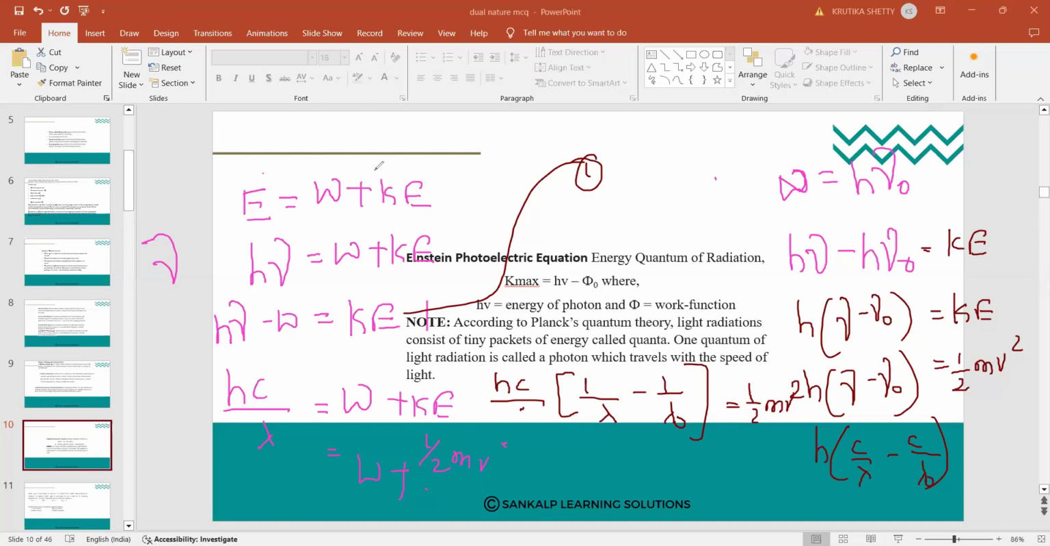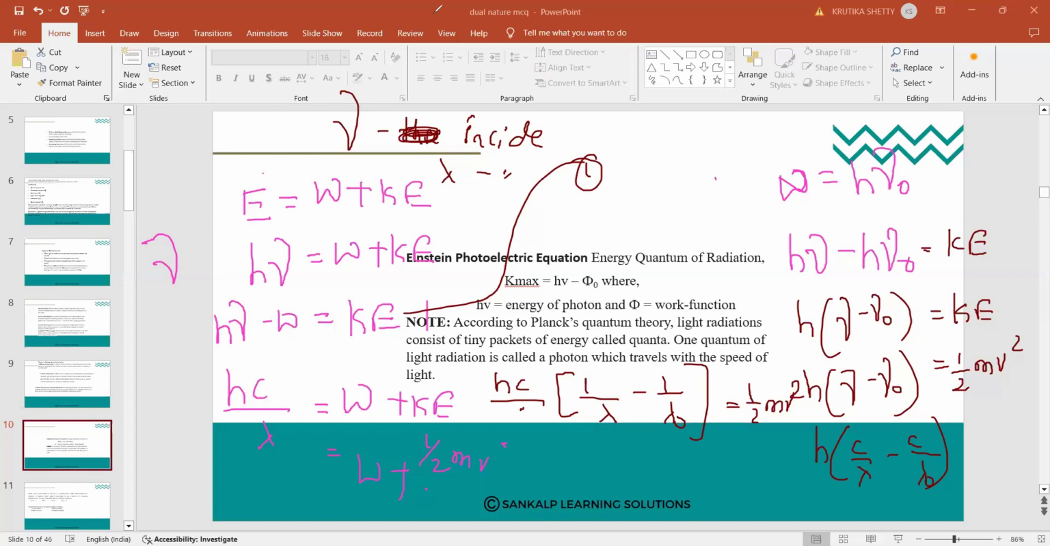Nu naught is threshold frequency, lambda naught is threshold wavelength. Okay. Then what do you mean by nu? Sorry, nu is incident frequency. Lambda also becomes incident wavelength. Lambda naught and nu naught will be threshold values. Nu and lambda will be the incident values. So remember this.